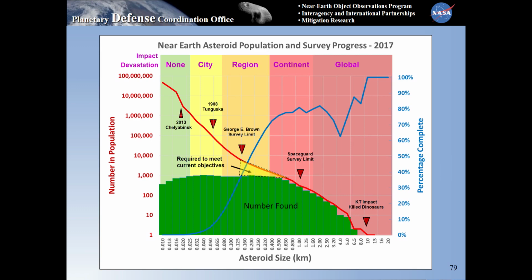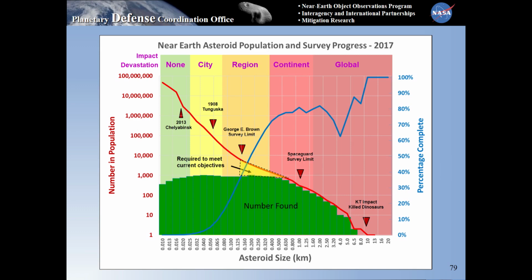Okay, so that's wonderful. We're finding them, but how many have we not found? That's the big question, because what we don't know about is what would worry us. And so this chart here gives an idea of where we stand. That red line that travels up the plot there represents the estimated population of objects.